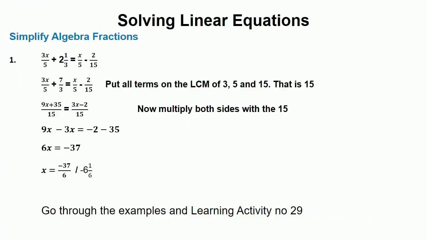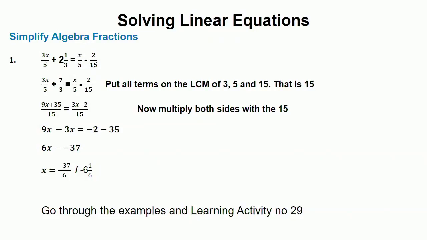Then to solve linear equations, let's first look at simple fractions, simple ones, and then we go to the more complicated ones. Again, just like equations, what you do to the left side, you do to the right side. But where you have fractions, you first have to get the lowest common multiple of all the fractions. Then you have to get rid of the fractions. So let's go step by step. 3x on 5 stays 3x on 5. Plus 2 and a third, 2 times 3 is 6, plus 1 is 7 on 3. Equals x on 5 stays x on 5, 2 on 15 stays 2 on 15.